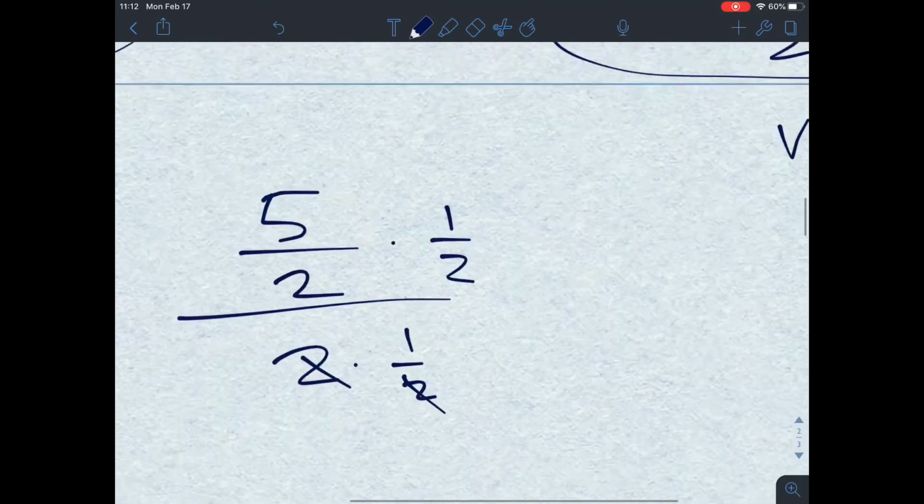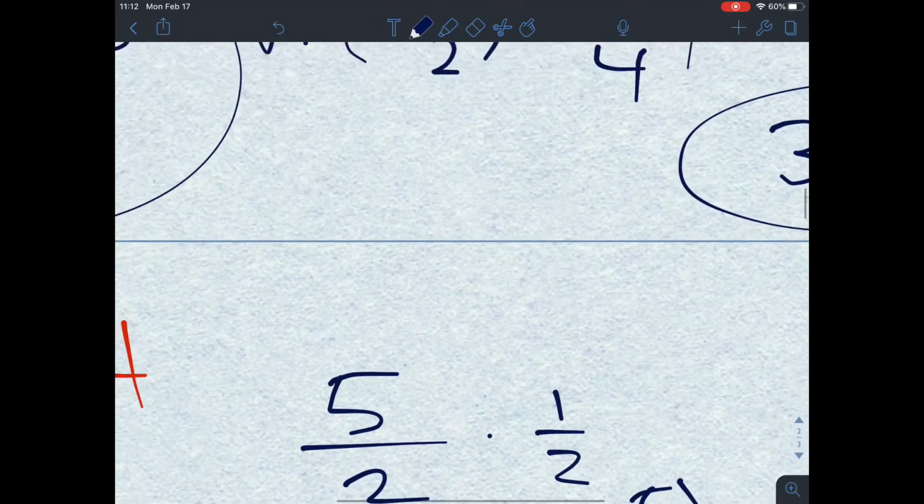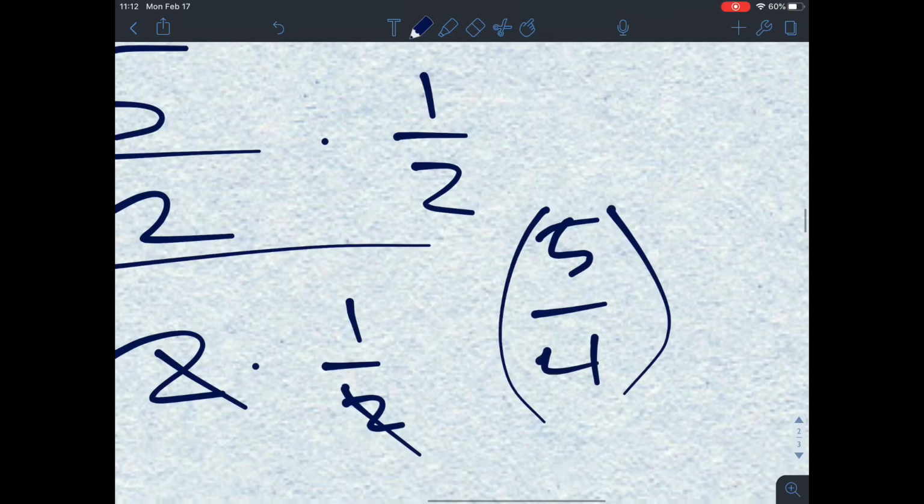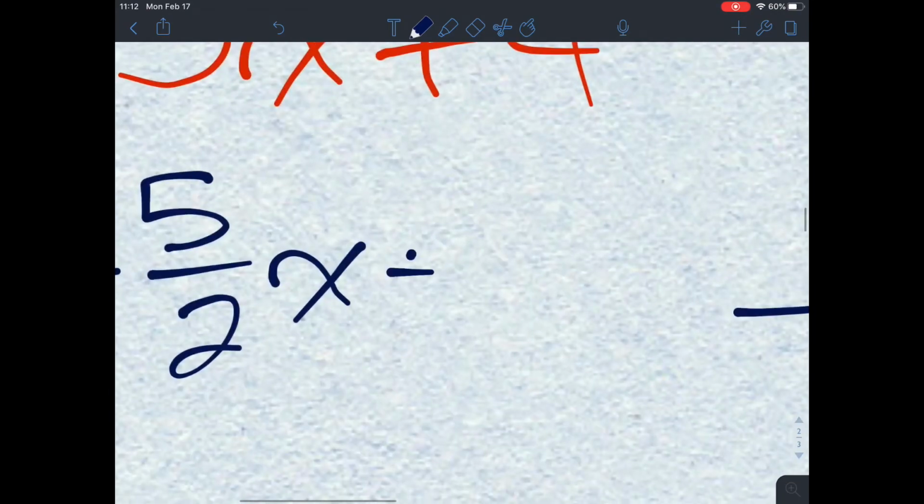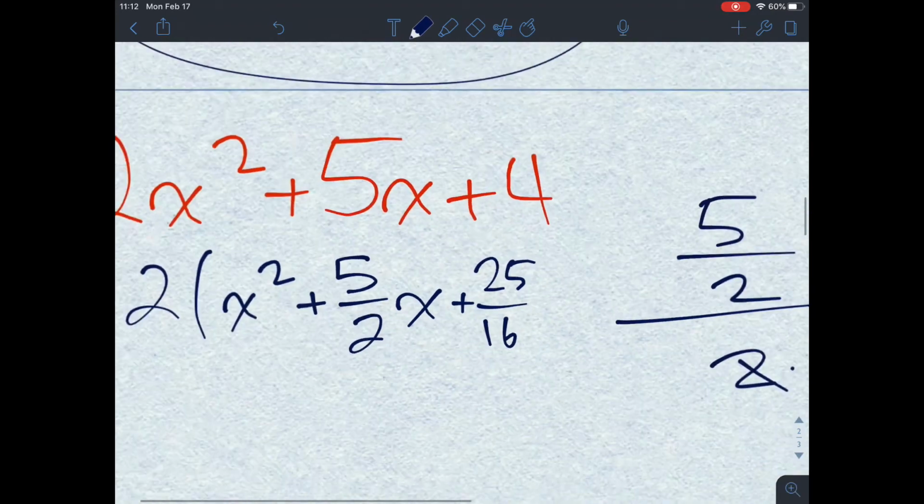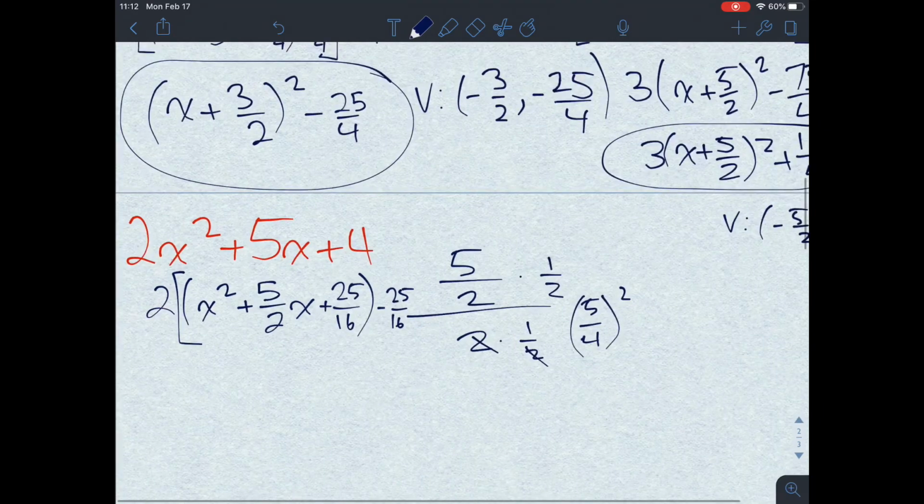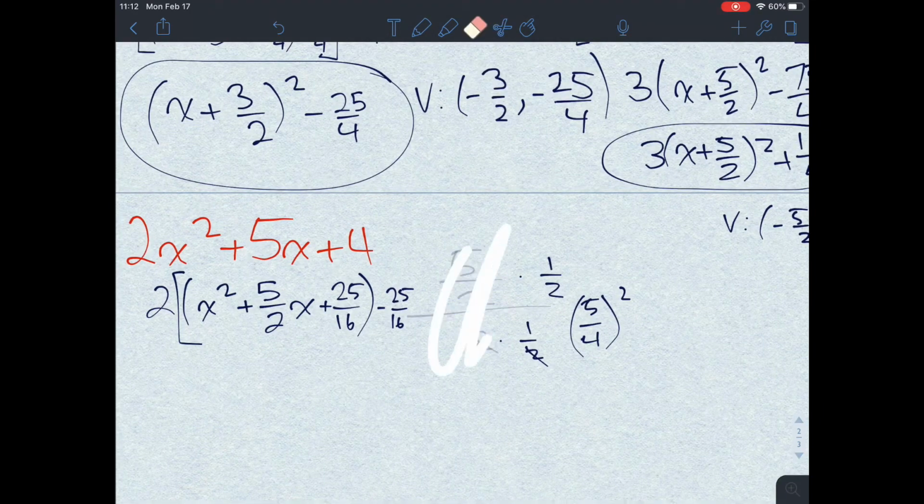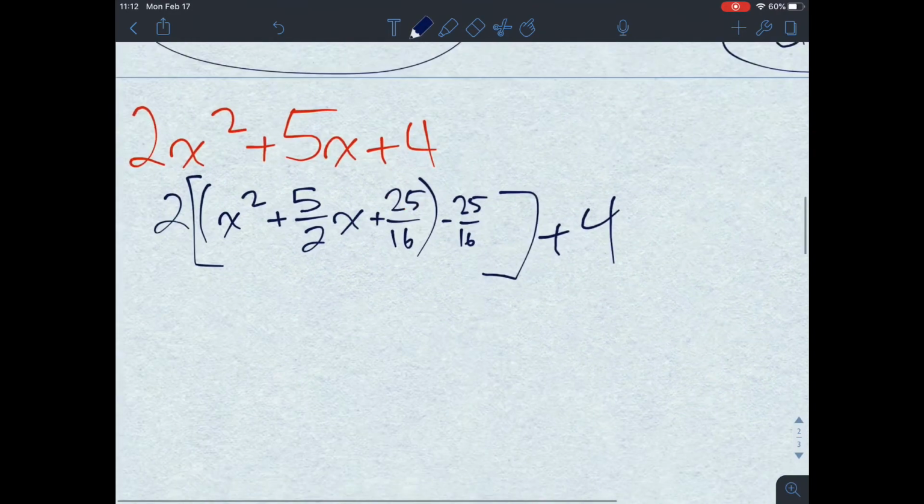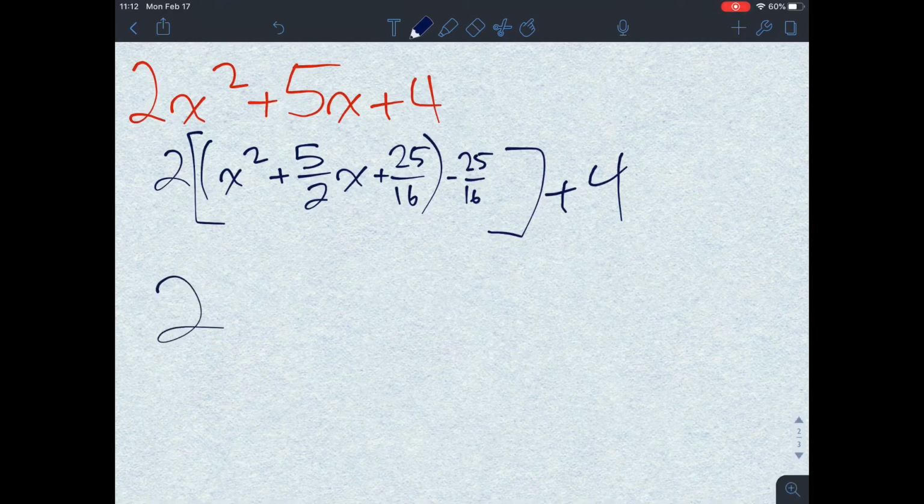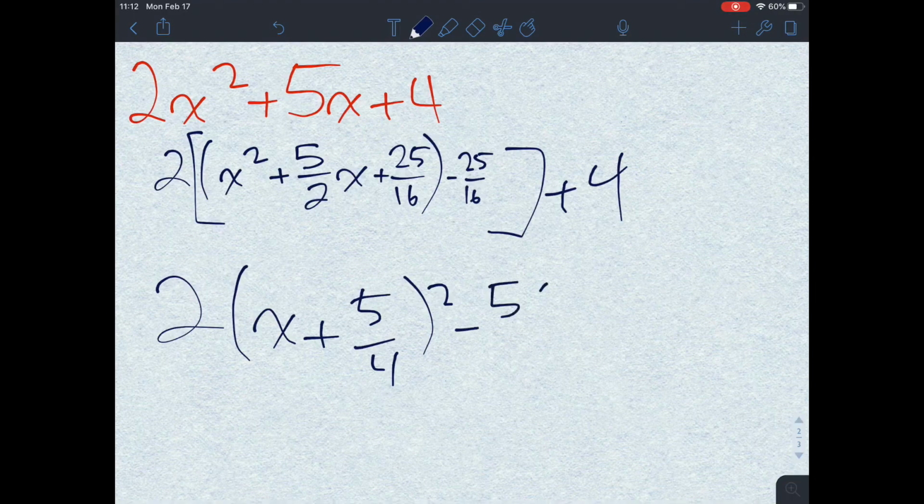And then remember, you have to square 5 over 4, so 5 over 4 all squared would be 25 over 16. So then you would do, in the brackets, minus 25 over 16. And then let me erase. Then you would just put the plus 4. So finally, you would just do 2 times x plus 5 over 4 squared. And then you would multiply 25 over 16 by 2, which would be minus 50 over 16.